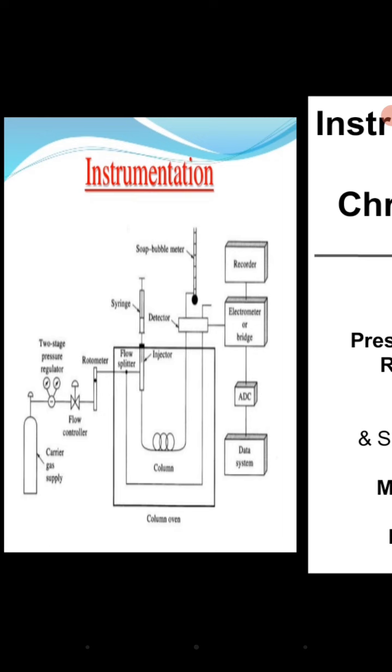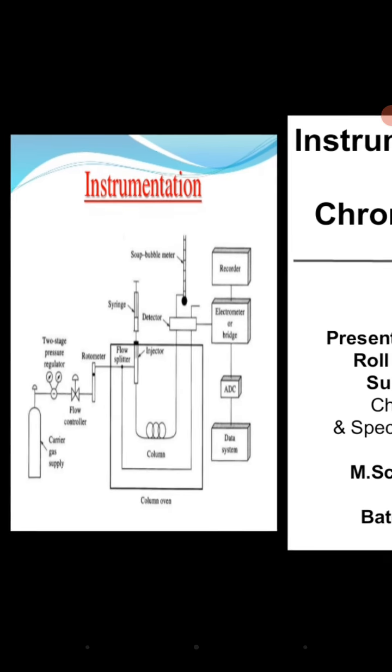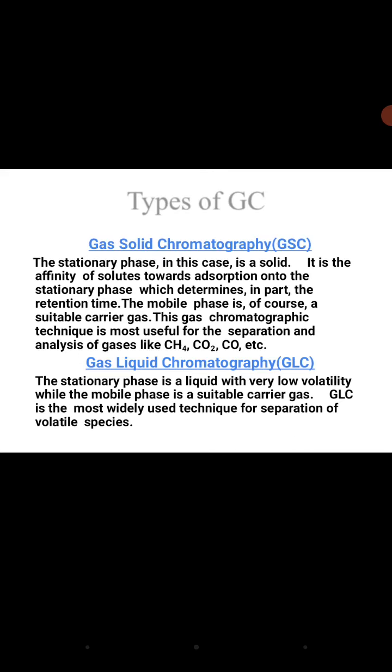Then comes the GC column, which can be of two types, that is capillary column and packed column. Capillary column is widely used, which is then connected to the detector. After the detector, it is connected to the recorder, where after that it is connected to the electrometer or bridge, then ADC, and after that the data system. I'll be explaining about each of them in the coming slides. So let's get started.